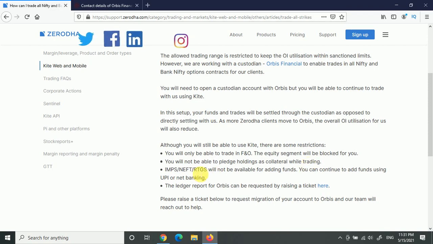And the third restriction is IMPS, NEFT, RTGS will not be allowed. You can continue to add fund using UPI and net banking. So this is not a major restriction. You can add fund through UPI and net banking, that is very much easy. And the ledger report for Orbis can be requested by raising a ticket. So you need to raise a ticket.